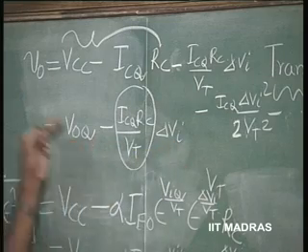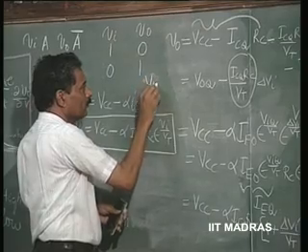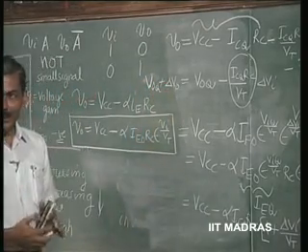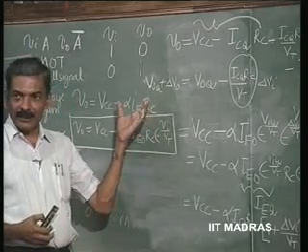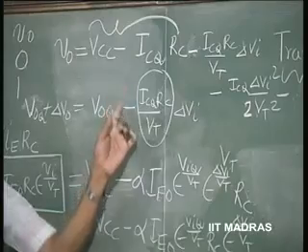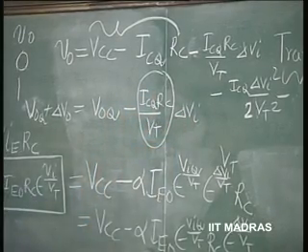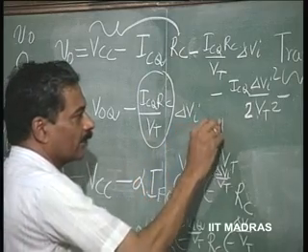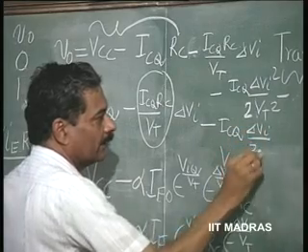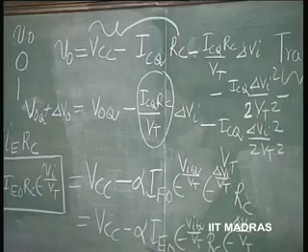This is going to be therefore V naught Q plus delta V naught. Because of applying delta VI, there is a delta V naught at the output. That delta V naught will correspond to minus ICQ RC by VT into delta VI. That is the linear term. Then the nonlinear term corresponds to ICQ into delta VI by VT squared. So, those should remain very small.